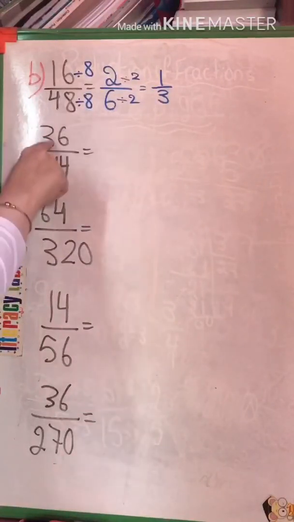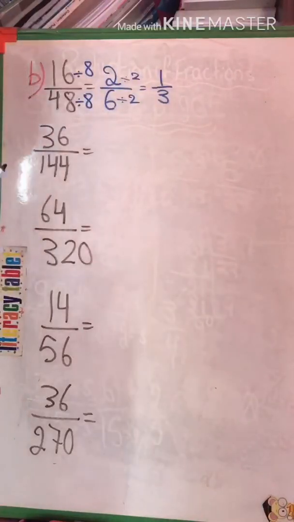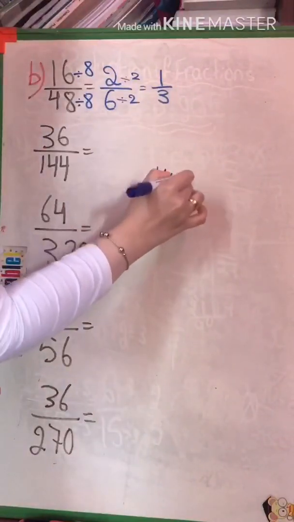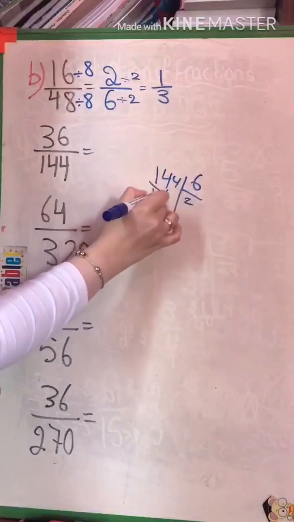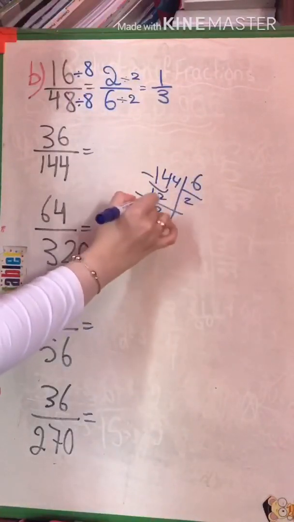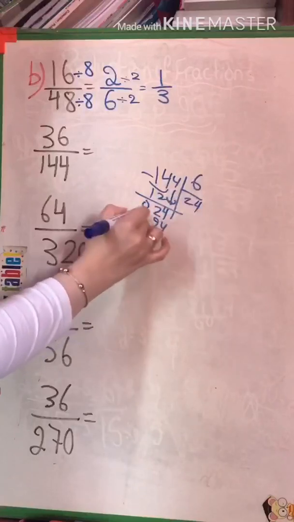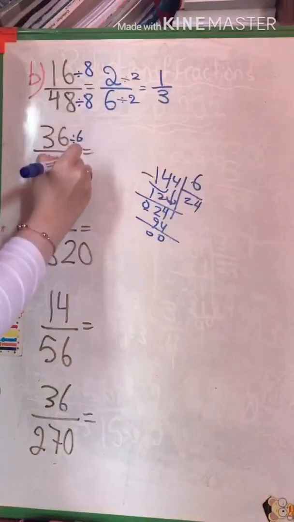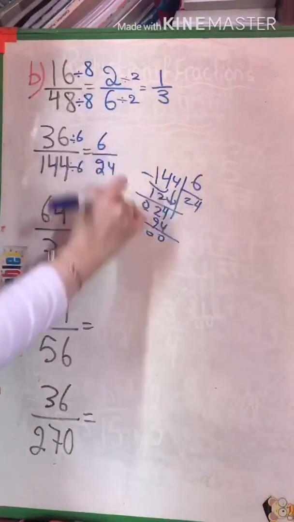Now let's check. These are also even numbers. 36 is divisible by 6. Let's check if 144 is divisible by 6. Take the first two numbers, 14, 2 times 6 is 12, 2, 0, 4, 6 times 4 is 24, 0, 0. Yes, it is divisible by 6. So divide by 6 to give me 6 over 24.